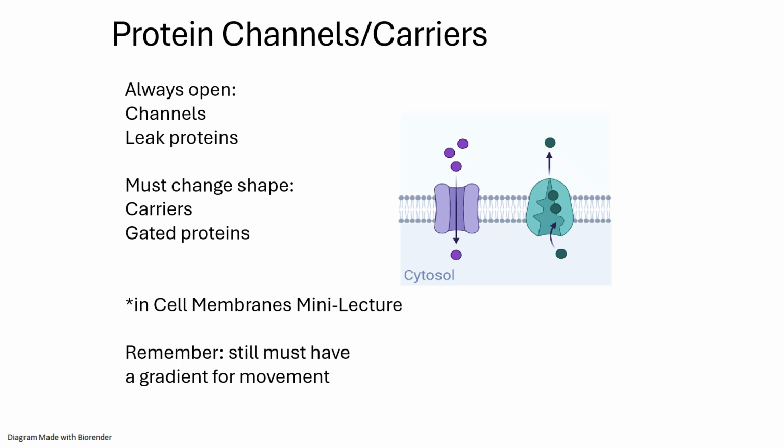There are different types of protein carriers that complete facilitated diffusion for polar molecules. One kind is a channel that is always open. We call those leak channels, and you can see one of those here on the left in purple. This channel is open for travel.